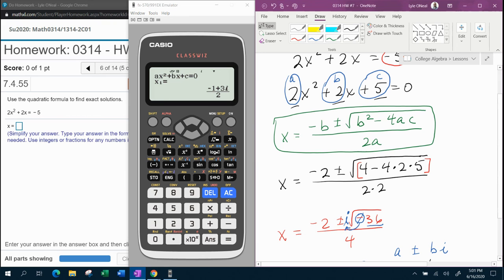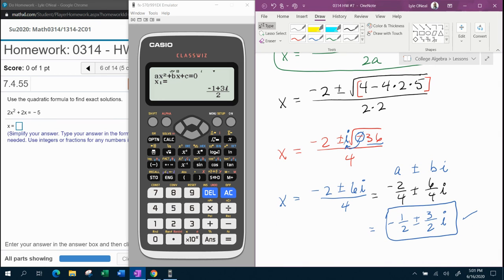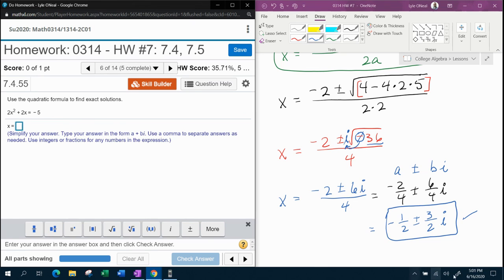And look at that. Now, if you notice, the calculator is not splitting that up into separate fractions, but you could say negative 1 over 2, which is negative half, plus 3 over 2i. That's the plus answer. If you hit equals again, it's going to give us the minus answer. So we're going to input these answers into MyLab Math the way that I have them written over here, okay?